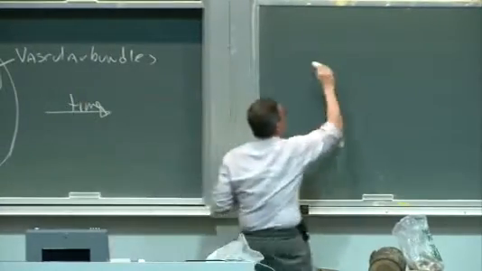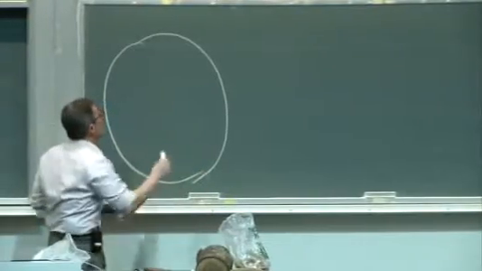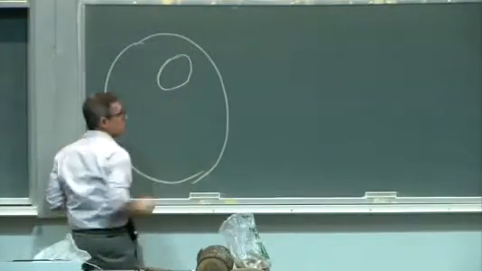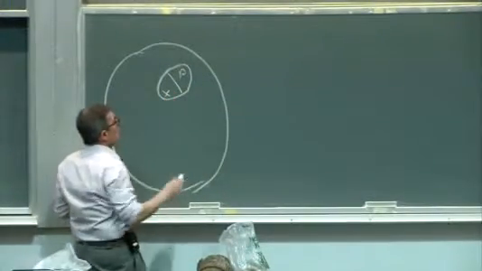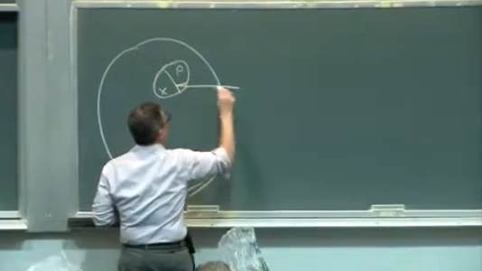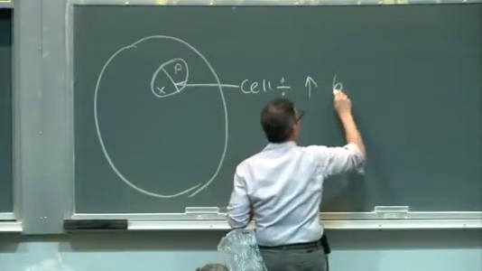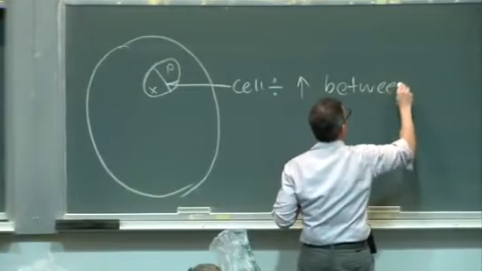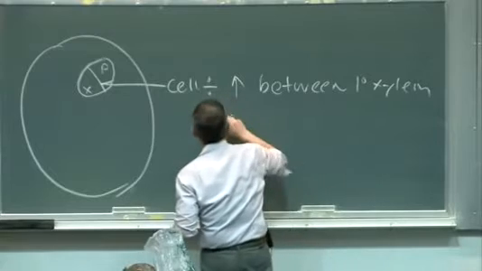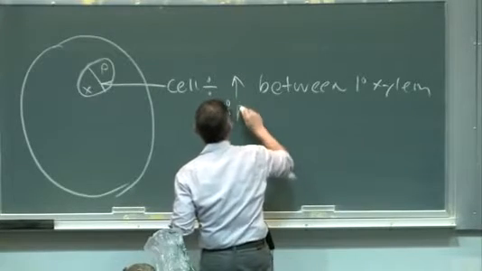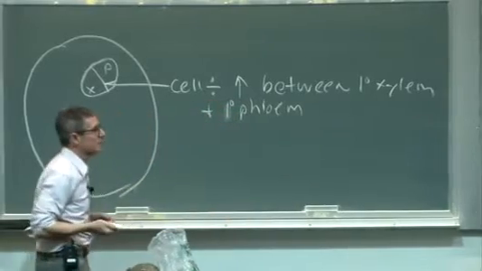So if we wait for some time, what we find, and we'll just make this cross-section of this eudicot stem again, and we'll just make one bundle just for our discussion here between the phloem and the xylem, what we find is that cell divisions increase between the primary xylem and primary phloem. That's the first place we see an increase in cell division.